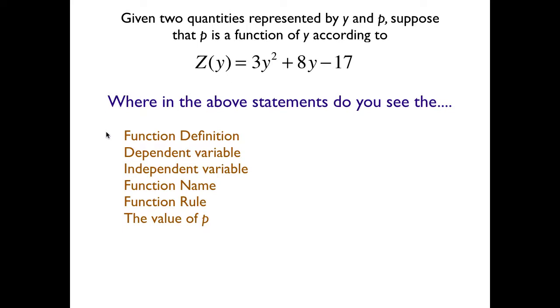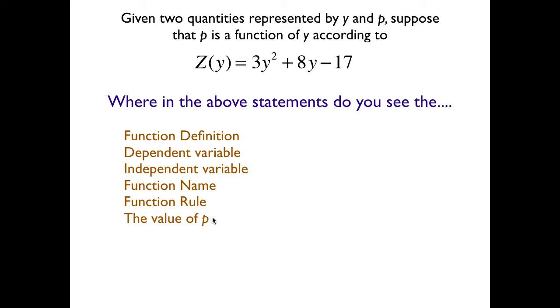Don't get too hung up on the differences between those, but for a function definition, you need to have the complete sentence, how do you define this so that somebody else knows what you're talking about? You need the name, the symbol, equals something. For the function rule, that's really just the computation rule. What is the computation I'm doing? So that's really just talking about the right-hand side. In any case, what about the value of p?